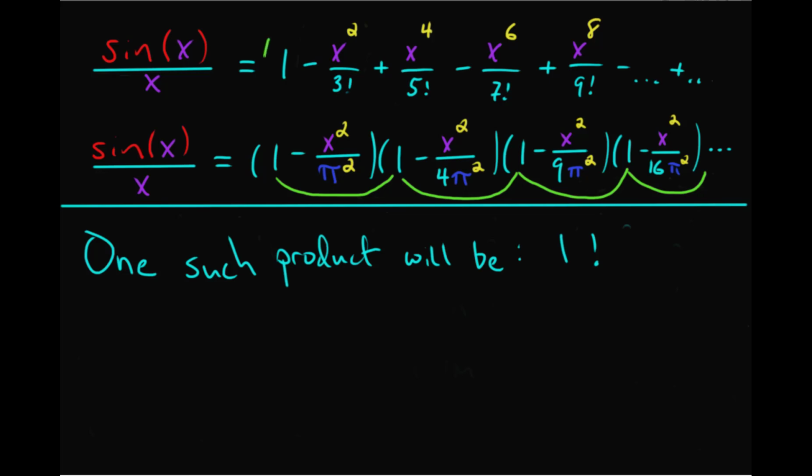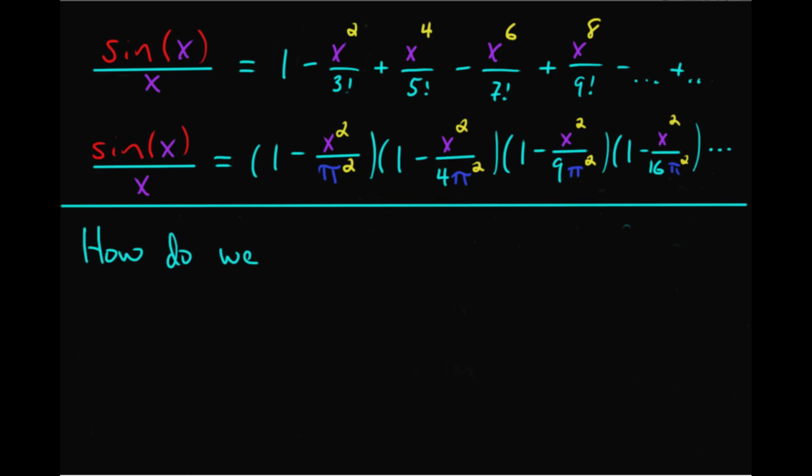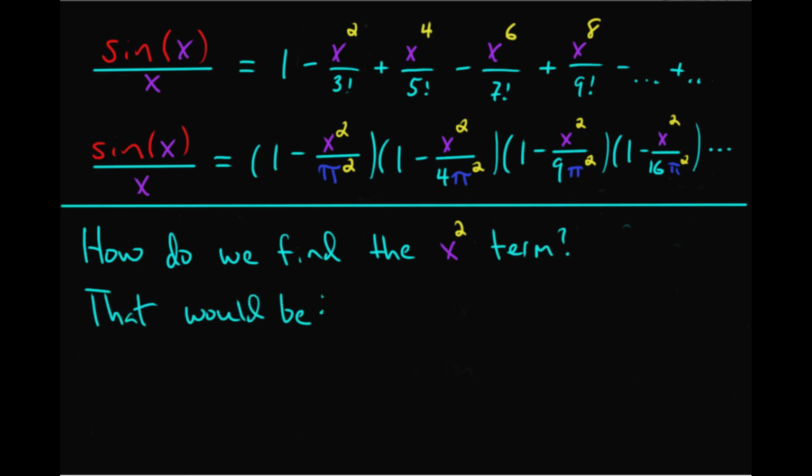And what do you know? That corresponds to the constant term 1 that we see up there in our Taylor series expansion for sine of x over x. Well, how would I get a term with x squared in it? Well, one product that has x squared in it is the product formed by multiplying negative x squared over pi squared times 1, and then times 1 again, times 1 again, times 1 again infinitely. That will give me the term negative x squared over pi squared.